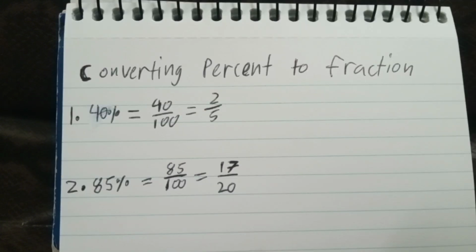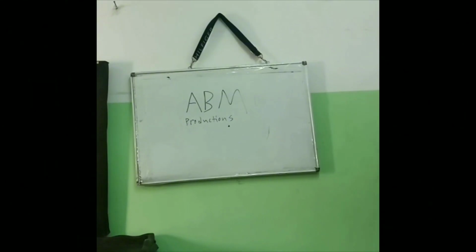And for our sixth and final topic, which is converting percent to fraction, you might be asking, how can I turn 40% into a fraction? I want you to grab your calculator again, input 40 over 100, and press the equal sign, which will give you 2 over 5. And for number 2, I want you to grab your calculator again, input 85 over 100, and that will give you 17 over 20. And that will be our final answer.